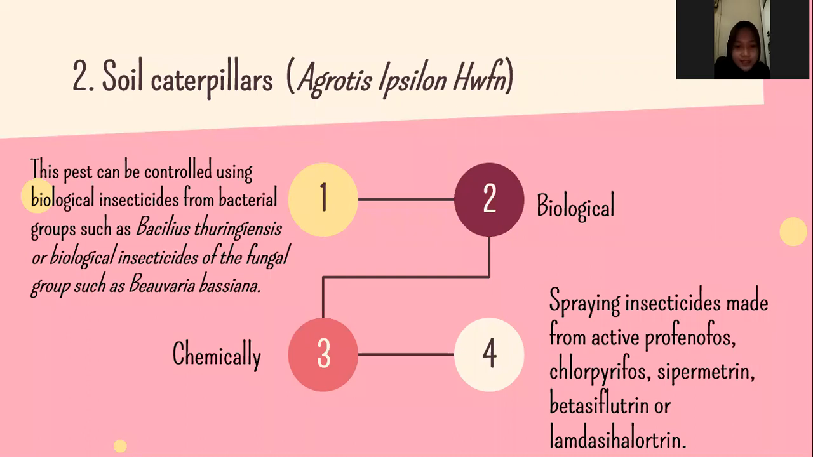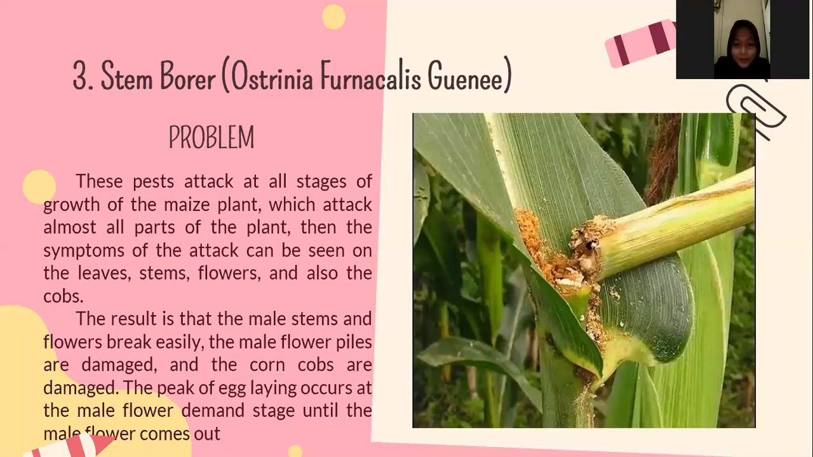The number 3 is chemical, and the last is spraying insecticide made from active ingredients profenofos, chlorpyrifos, cypermethrin, beta-cyfluthrin, or lambda-cyhalothrin.